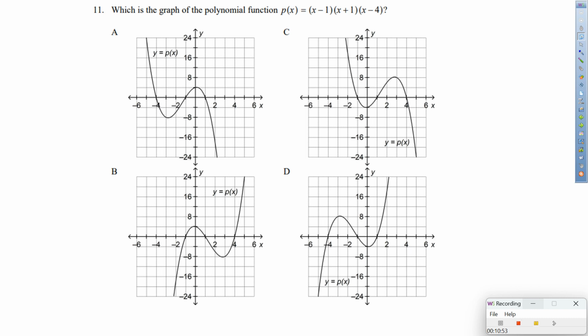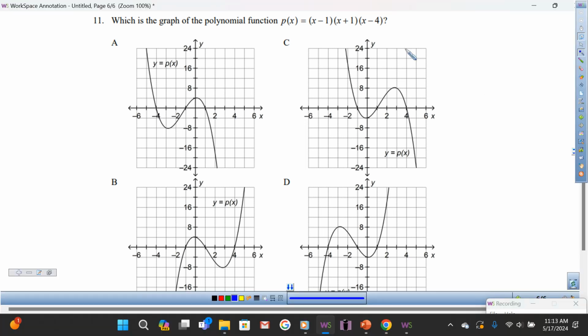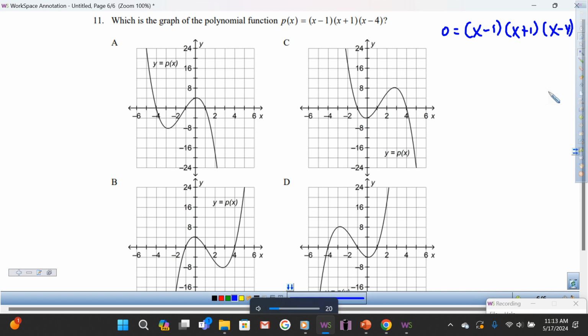Number 11. Here we go. Look up. Which is the graph of the polynomial? Well, first things first, we need to rewrite this, but equal to what? 0. So do that on the side. And they already did the work for us. They already factored it. So we're going to write 0 equals x minus 1, x plus 1, and x minus 4. Tell your neighbor what to do from there. Set them equal to 0.